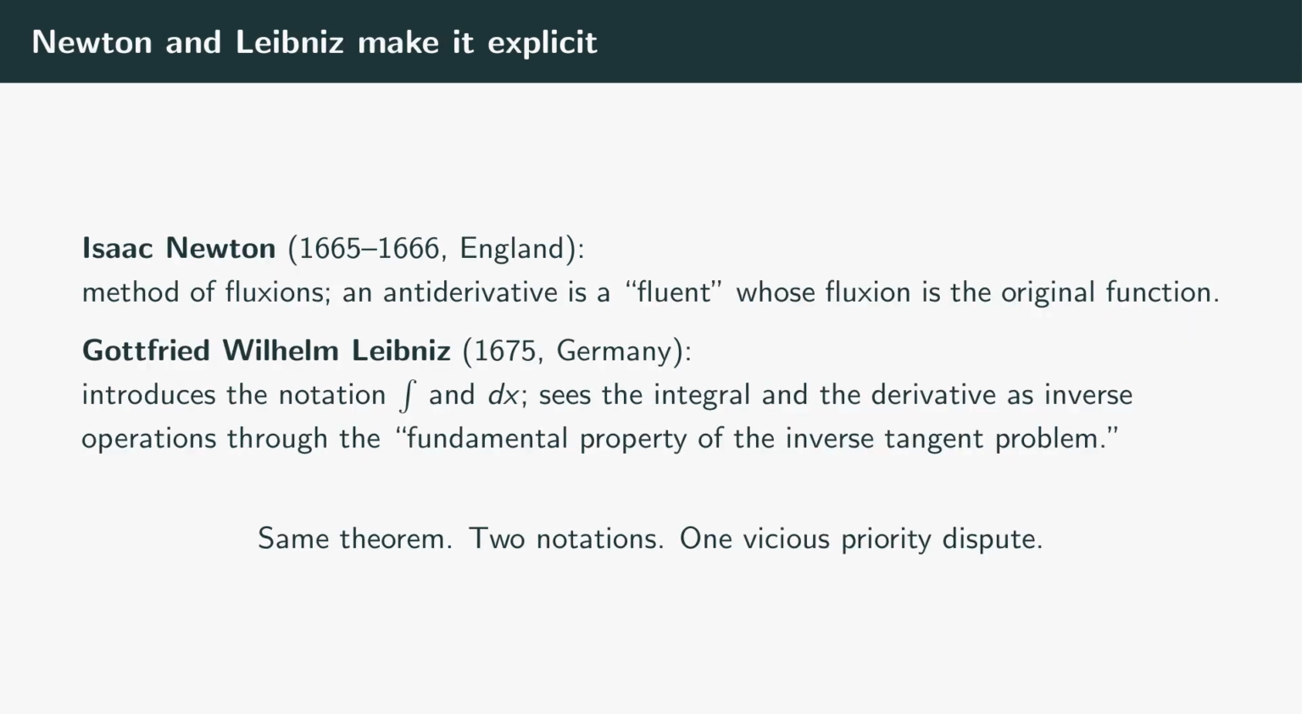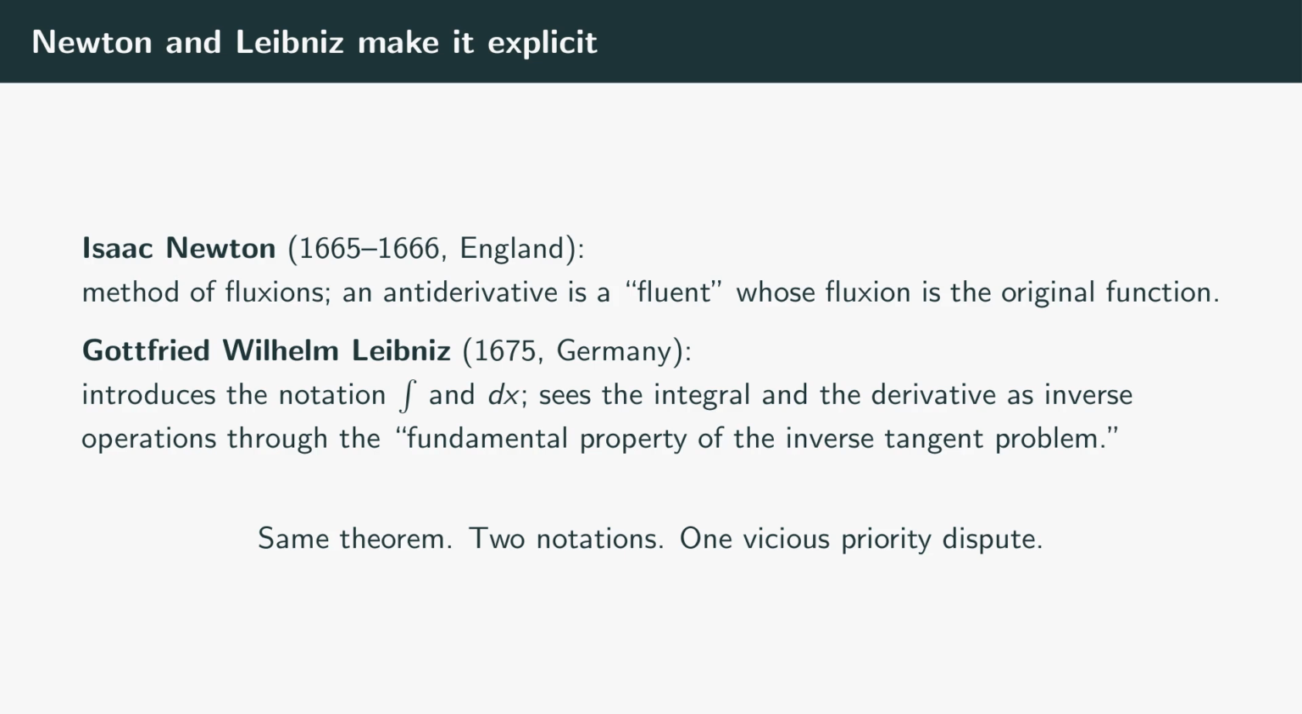Newton got there first, chronologically. In the late 1660s, holed up at Woolsthorpe Manor during the plague years, he developed what he called the method of fluxions. In his language, a fluent is what we call a function, and its fluxion is what we call its derivative. An antiderivative is a fluent whose fluxion is the original function. He knew differentiation and integration were inverses. He used the idea to derive power series for sine, cosine, and the logarithm. And then, in a decision that would cost him dearly, he sat on most of this work for decades.